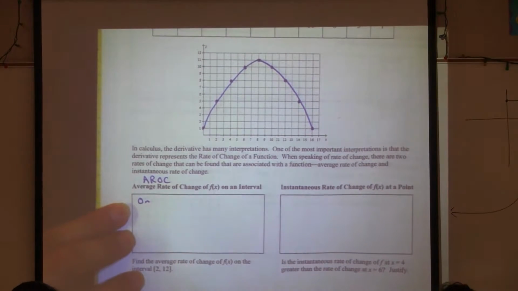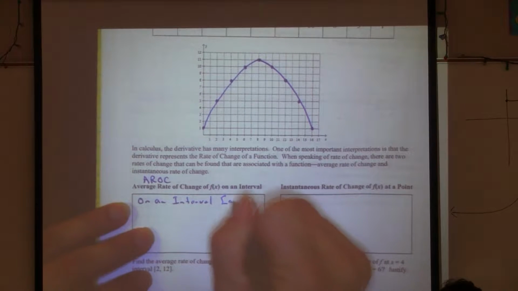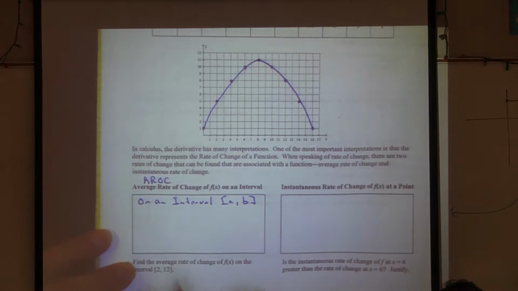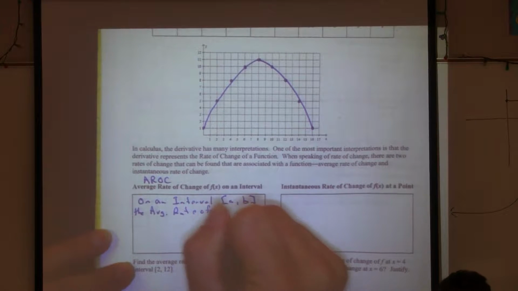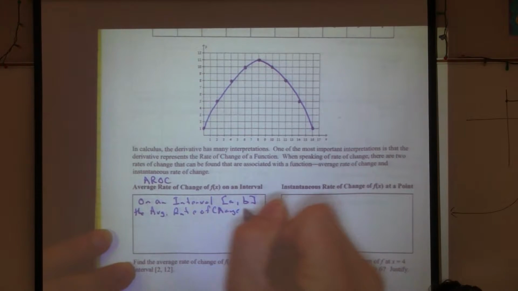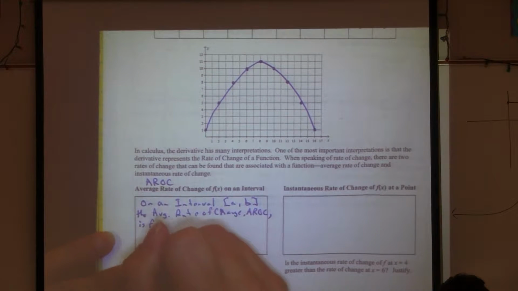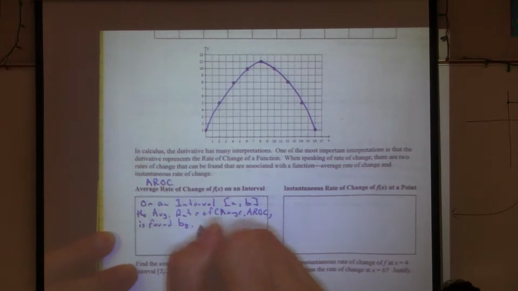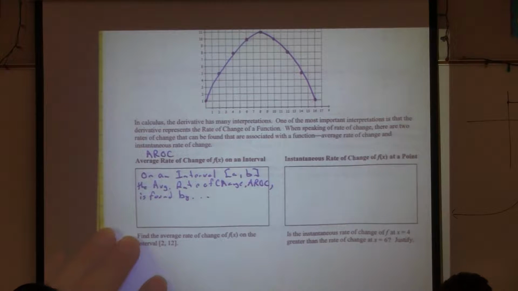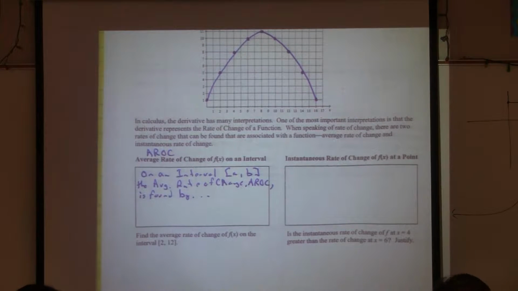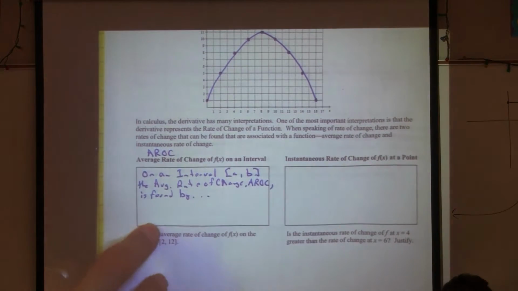And the way we find it is on an interval from A to B, the average rate of change, aka A-Rock, is found by what? How do I find the average rate of change between A and B? What do we say right now? Find the slope between the 2 points, okay? So we could use the slope formula. So what would that be?